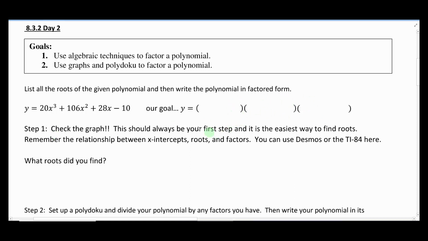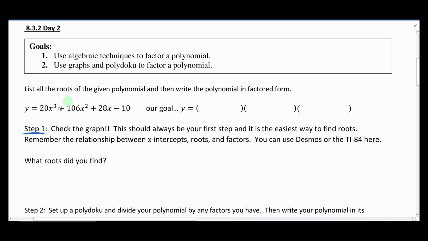But we're going to take a look at an example today where we might not get nice, easy integer roots. Sometimes they're decimal, sometimes they're complex, and you can't just pick them off of the graph. So we do need algebraic techniques sometimes to find some of those roots. But we're going to start the same way that we did yesterday. We're going to start here, step one. We're going to check the graph.